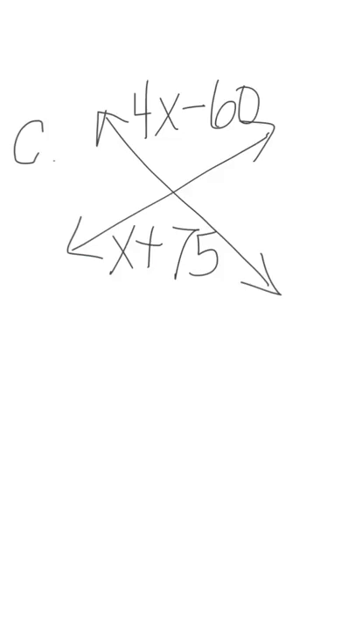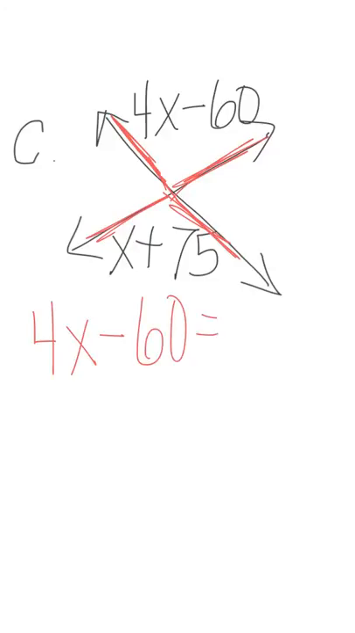Now let's look at C. Here you have two lines that intersect, and the angles we're looking at make V's, and they are opposite of each other, which means they are vertical angles and they are equal to each other. That means that 4x minus 60 is going to be equal to x plus 75. So now we need to get the x, or the variable, on the left side. So we're going to subtract 1x from both sides.